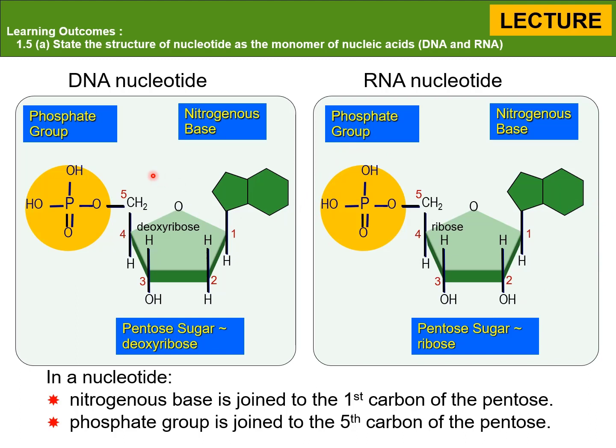The components of a nucleotide are nitrogenous base, pentose sugar, and phosphate group. The nitrogenous base joins with the pentose sugar at carbon number 1. The phosphate group joins to the pentose sugar at carbon number 5.